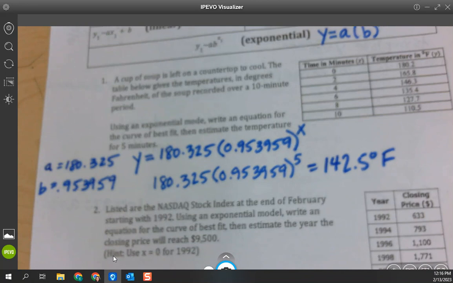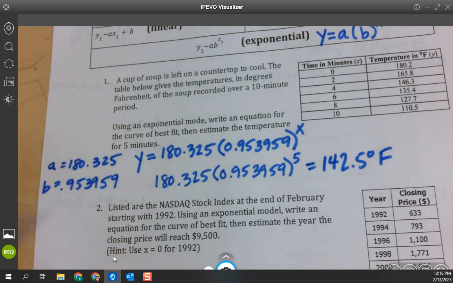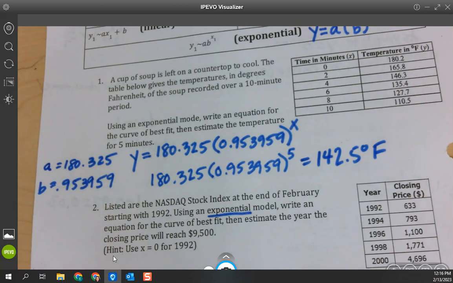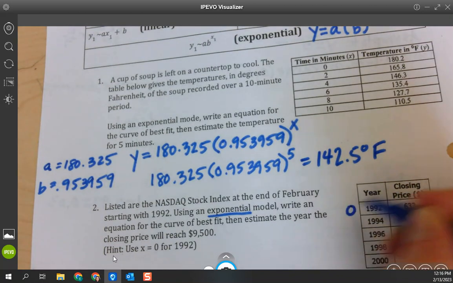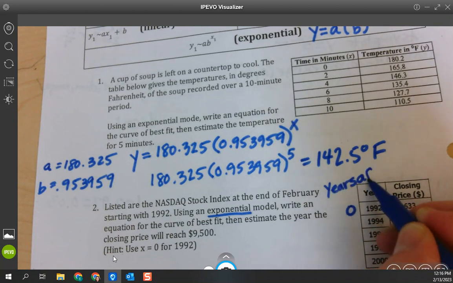In the next one, we're talking about the NASDAQ. Listed are the NASDAQ stock index at the end of February, starting with 1992. Using an exponential model again, so still exponential. Write an equation for the curve of best fit, then estimate the year the closing price will reach $9,500. So this time they're suggesting that we use 0 for 1992. So that would mean that we're going to do years after 1992 for our x.